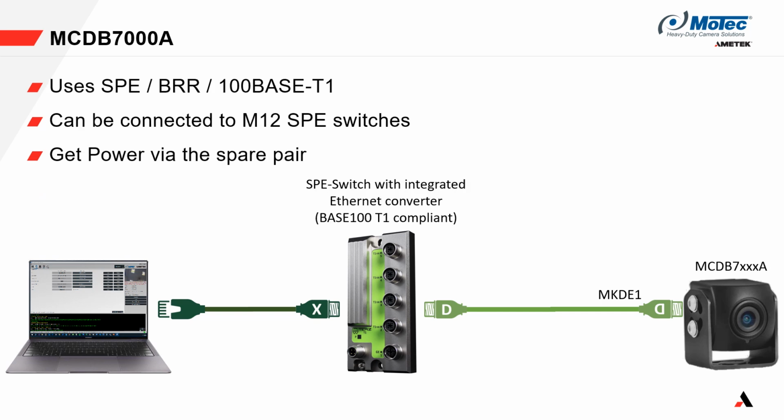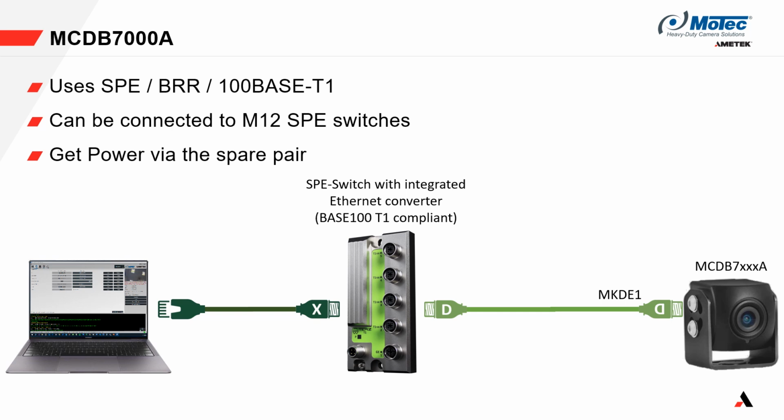Next up is the MCDb7000A, which, as mentioned before, uses the single pair Ethernet interface for communication. This camera can be connected to any SPE or base 100 T1 compliant switch. Because SPE, as the name suggests, only uses a single pair of twisted cable, the camera can easily be powered over the spare pair that the M12 provides without any additional wiring or hardware.